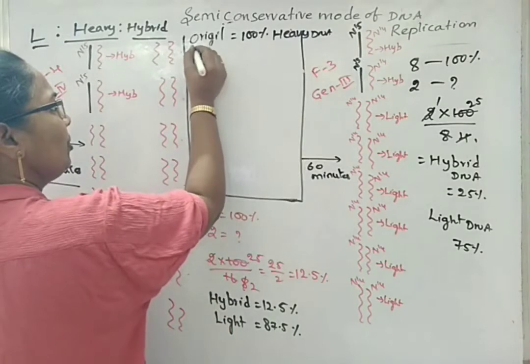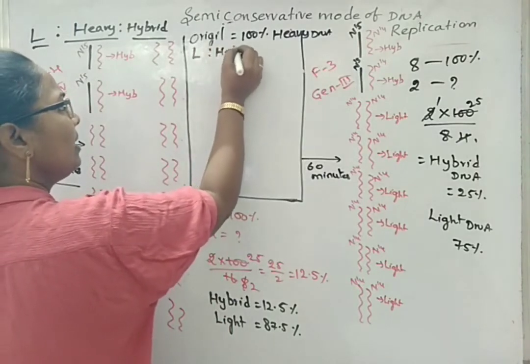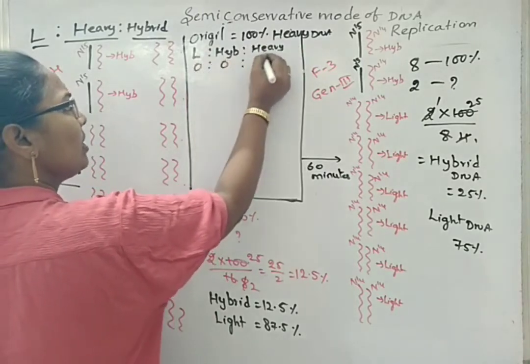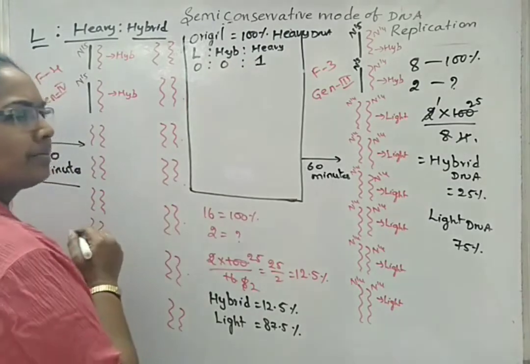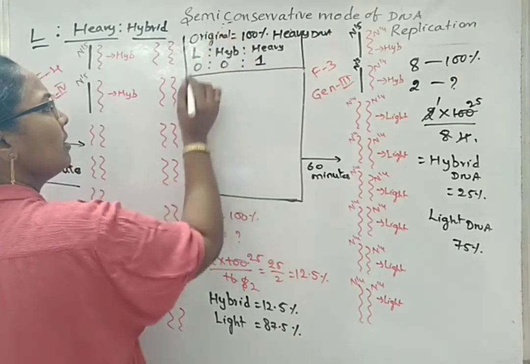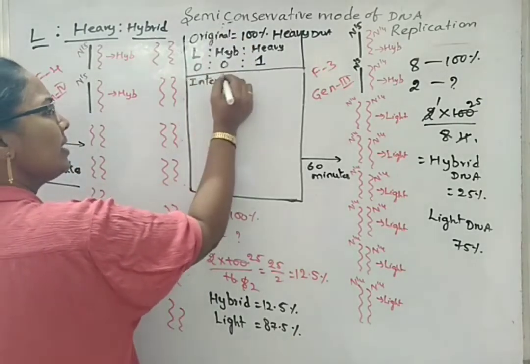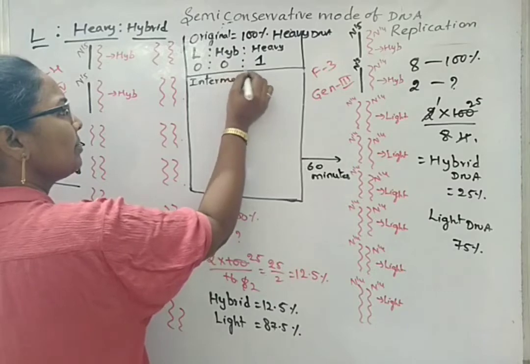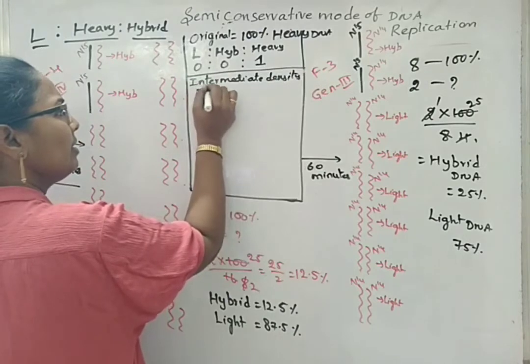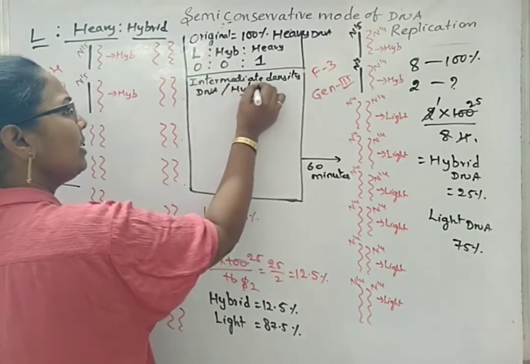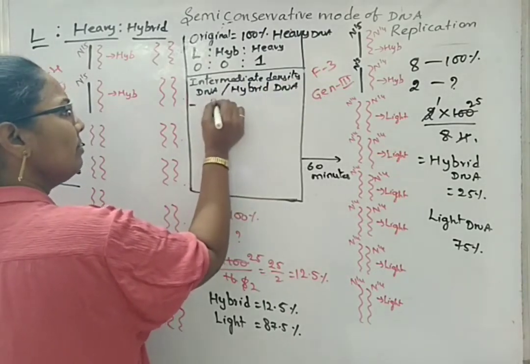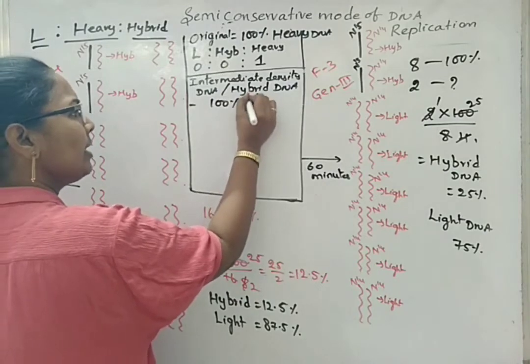Now the ratio of light to hybrid to heavy DNA: here we have got 0 to 0 to 1, heavy DNA only. Now again, about intermediate density DNA, or DNA containing intermediate density. It is also called hybrid DNA. Now, what is the percentage here? It is 100% hybrid DNA.